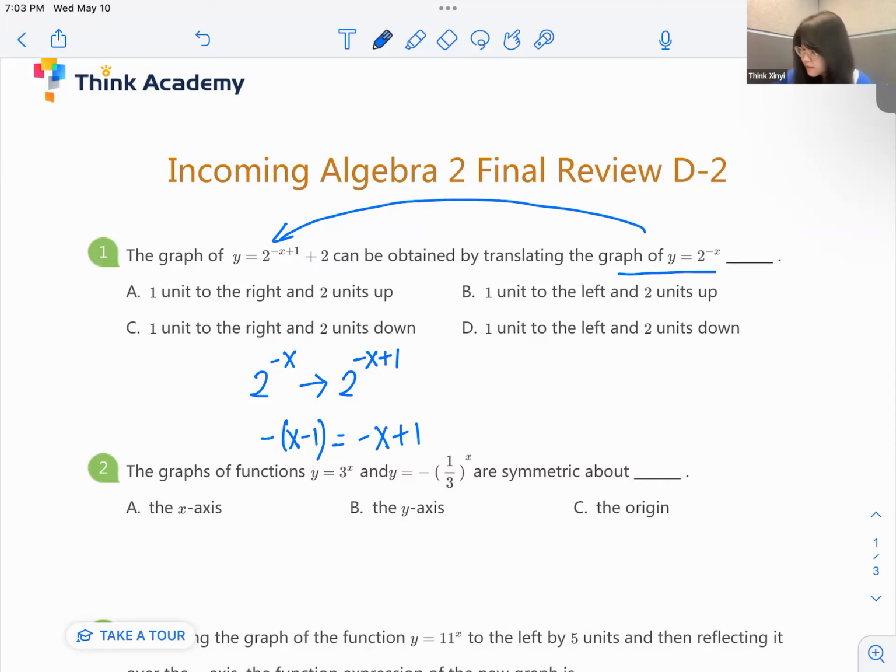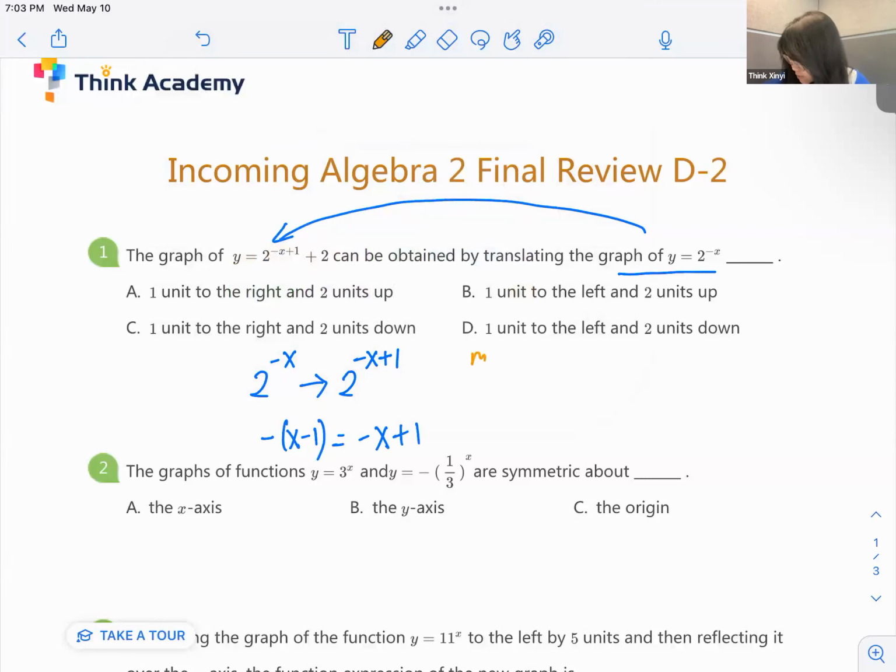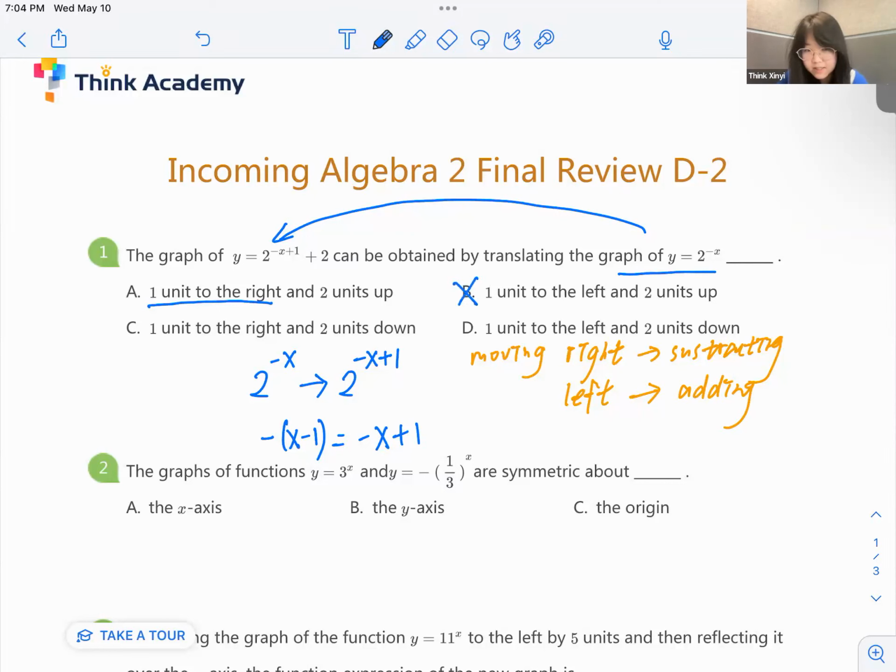So subtracting means, I will change another color, if it's moving right, then it's subtracting. And if it's moving left, it's adding. And here we change the x to subtract 1. So it's actually 1 unit to the right instead of 1 unit to the left, okay? So here is why B is not correct.